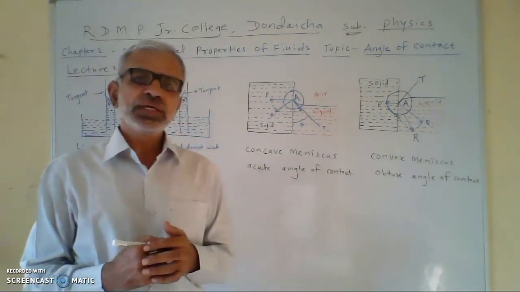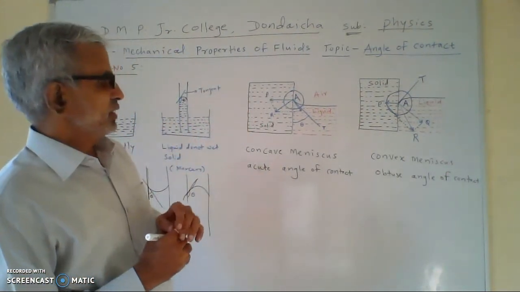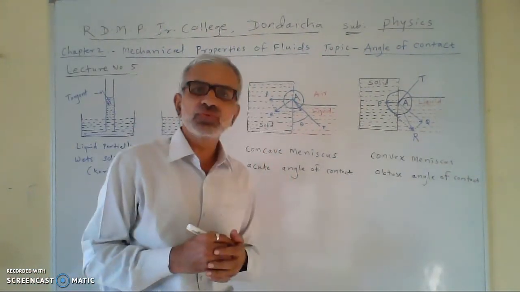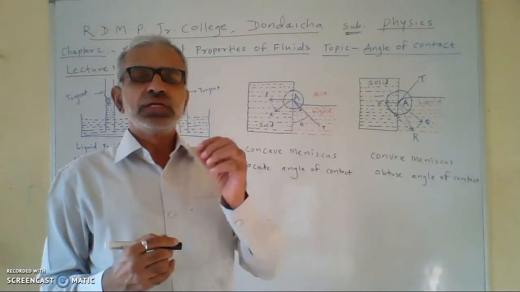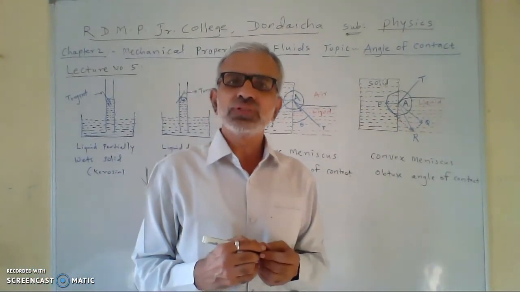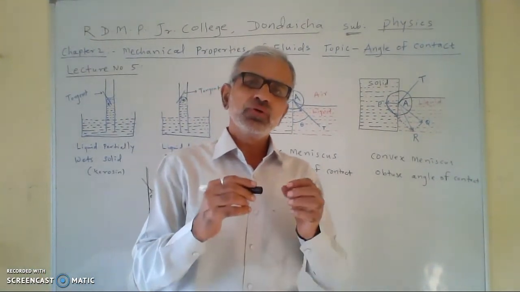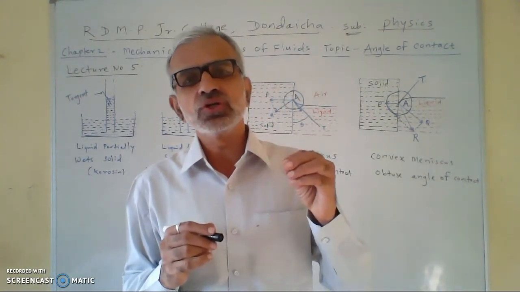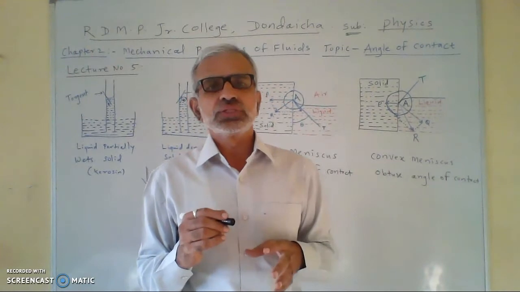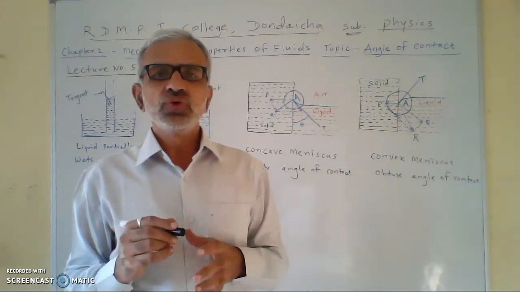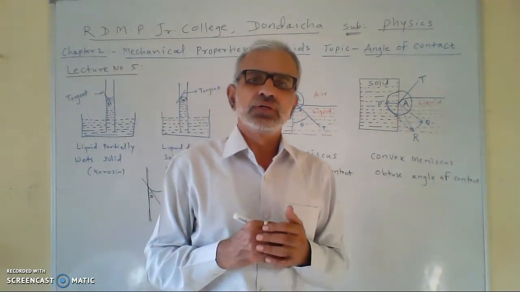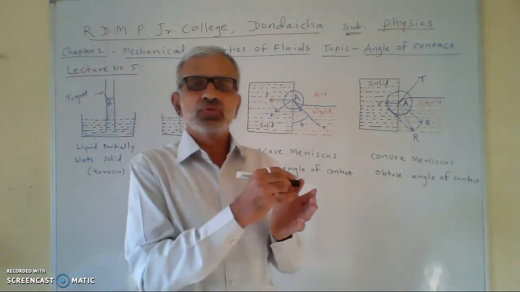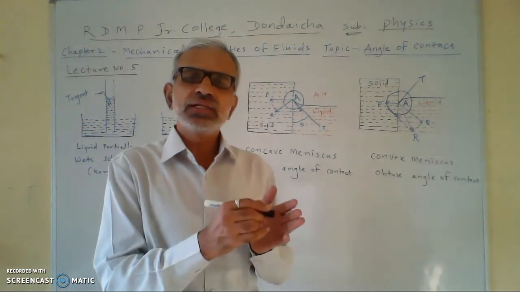Now let us explain why there is a concave meniscus and why there is a convex meniscus when liquid is in contact with the solid. Now convex and concave meniscus is only because of the adhesive force and the cohesive force which is produced between solid and liquid surface.